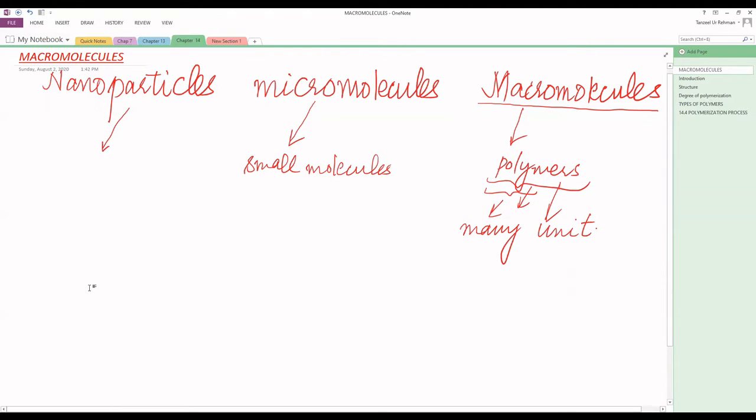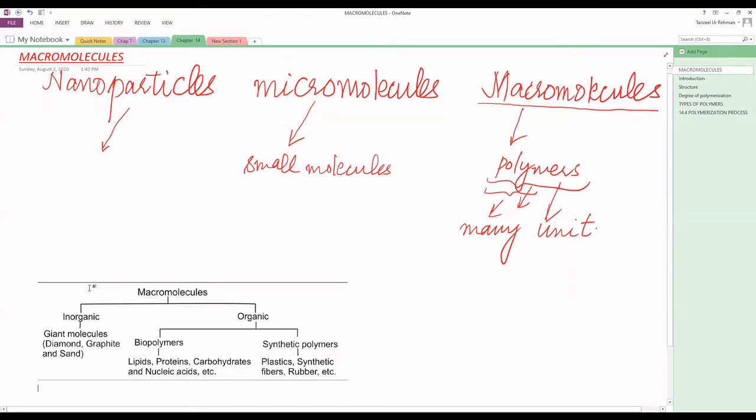We classify macromolecules as inorganic macromolecules and organic macromolecules. Inorganic macromolecules में हमारे पास diamond, graphite, and sand. Diamond and graphite, these are allotropic forms of carbon. These are joint molecules, and sand is SiO2, silicon dioxide. So basically it is a macromolecule and linked structure polymer of SiO2.